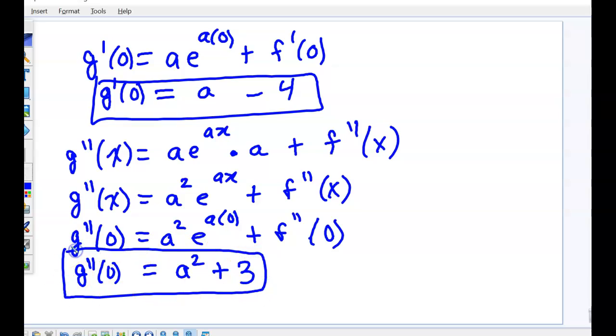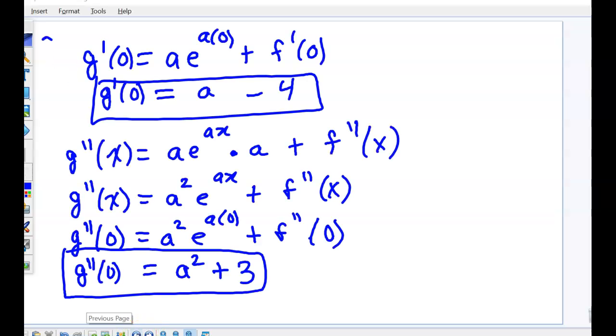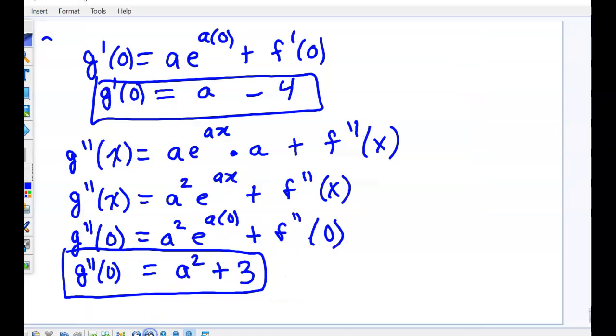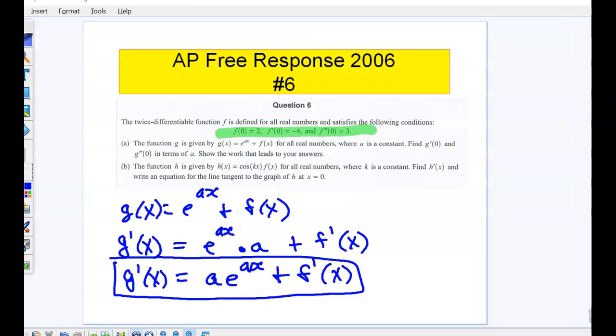So again, really not that challenging of a question, but you have to know how to take the derivative of an exponential function. That was part A. Now in part B, they're telling us that the function h of x is cos kx times f of x. So h of x is equal to cos kx times function f of x. And they want us to find h prime and write an equation of the line tangent to the graph when x is 0.